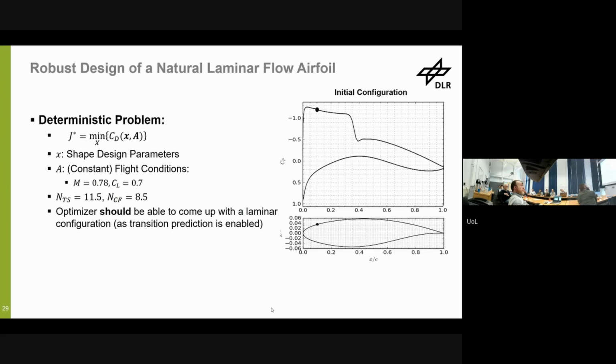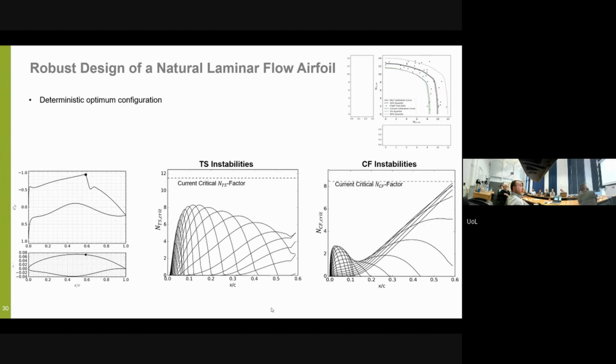So if we start with an airfoil, which is definitely not laminar flow, but a typical transonic airfoil, we expect that the optimizer should be able to come up with a laminar configuration because it's able to predict transition from laminar to turbulent. And if you do this and do a deterministic optimization, here you can see the NTS, NCF curve. In fact, all these dots here are experiments, and we put a middle line curve through this.